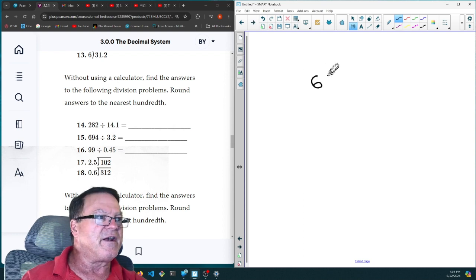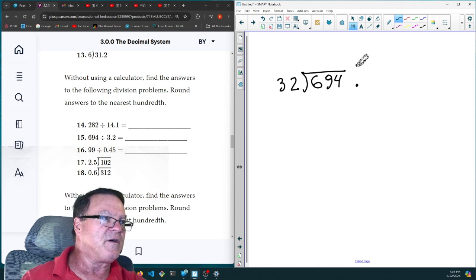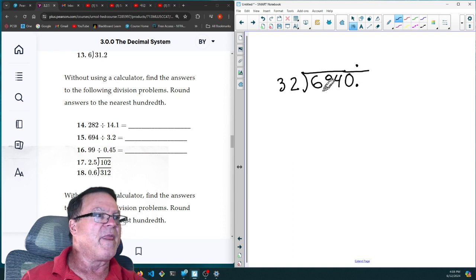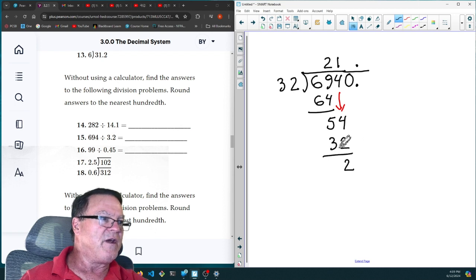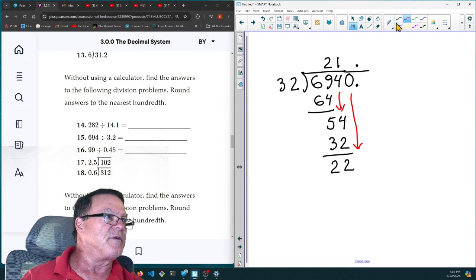So this is 694 divided by 3.2. Again, I'm going to write the 3 and the 2. I'm going to move my decimal point one place to the right and put a placeholder there. So 32 times 2 equals 64. 9 minus 4 equals 5. And then I'm going to bring down the 4, which 32 will only go into 54 once. It's 32. And then we'll subtract 4 minus 2 is 2. And 5 minus 3 is 2. And now we'll bring down our last digit, 0.